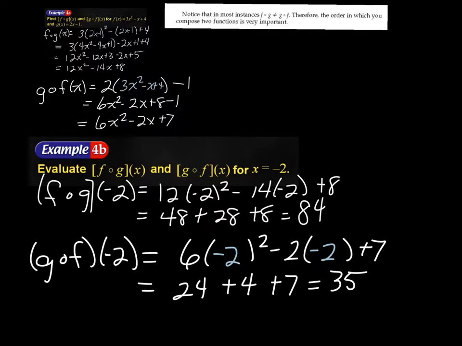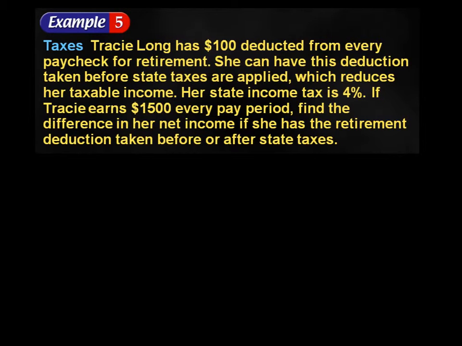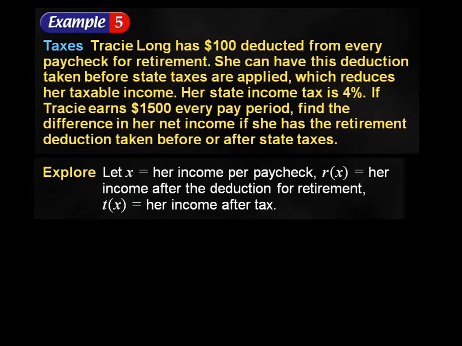So not too bad. Tracy Long has $100 deducted from every paycheck for retirement. She can have this deduction taken before state taxes are applied, which reduces her taxable income. Her state income tax is 4%. If Tracy earns $1,500 every pay period, find the difference in her net income if she has the retirement deduction taken before or after state taxes. They let x equal her income per paycheck, r of x her income after the deduction for retirement, and t of x her income after tax.